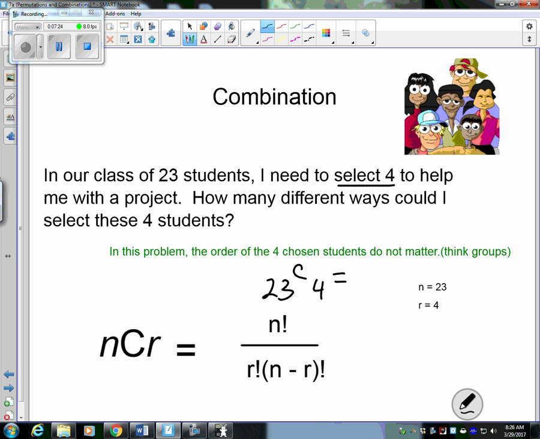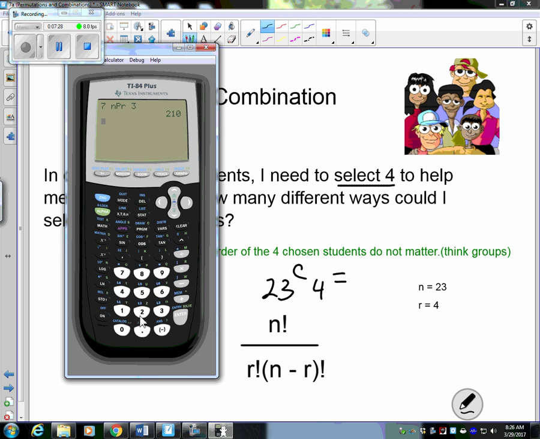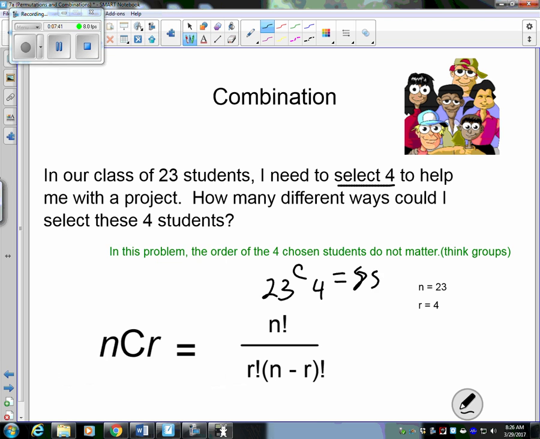You could also put it into the formula here, all the numbers. So 23, and nCr is down to number 3, and we're choosing groups of 4. So 8,855. Apologize for that. 8,855.